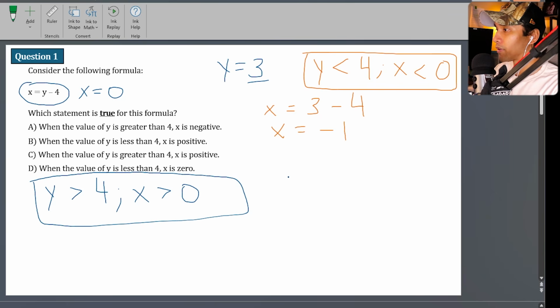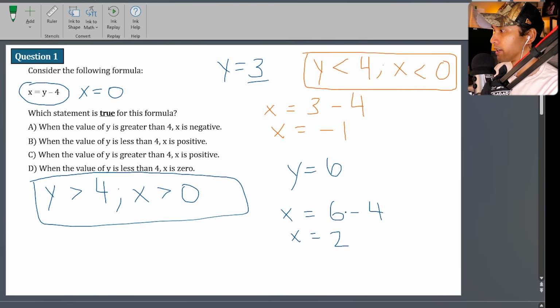And just to go a step further, we did y equals 5, right? Let's do y equals 6, just so you can grasp this concept. Okay? Now let's go ahead and plug it into the equation. X equaling 6 minus 4, x equaling 2. Remember what happened last time when we put 5 in there and then minus 4, it was 1. So we can go a step further and say as our y values increase, our x values increase too as well.